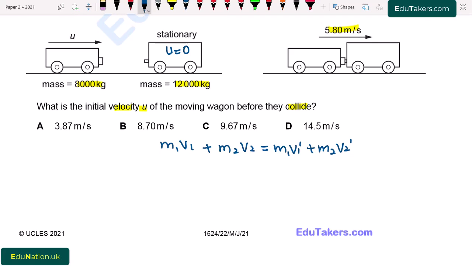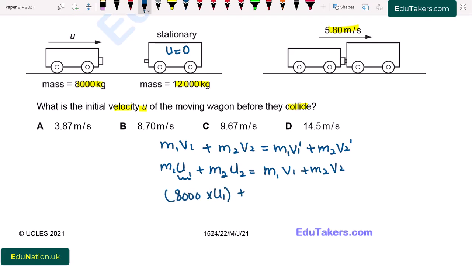So here v1 is basically the initial velocity of the first wagon. I also write this equation as m1 u1 + m2 u2 = m1 v1 + m2 v2. From here we have to find the value of u1, which is the initial velocity of the moving wagon. So I write here mass 8,000 multiplied by u1, plus the velocity of the second wagon is 0, so it will be 0. Then both of these wagons move with a common speed.